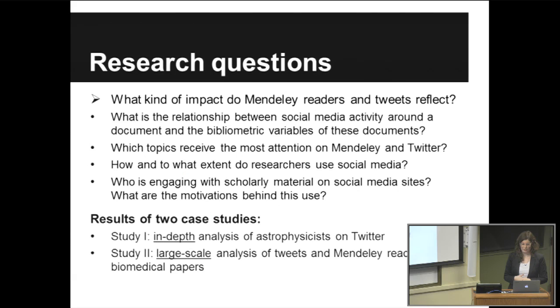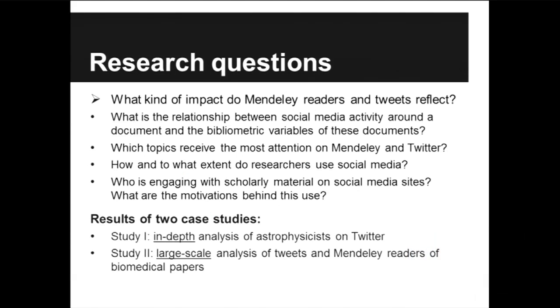So our general research question is, we focus on Mendeley and tweets because it's the main source of altmetrics right now. And we want to know how do these new social media activities relate to other bibliometric variables. So we want to know how does that relate to what's being cited. Are there different elements, like, if the journal puts something on Twitter, is it influenced by that?